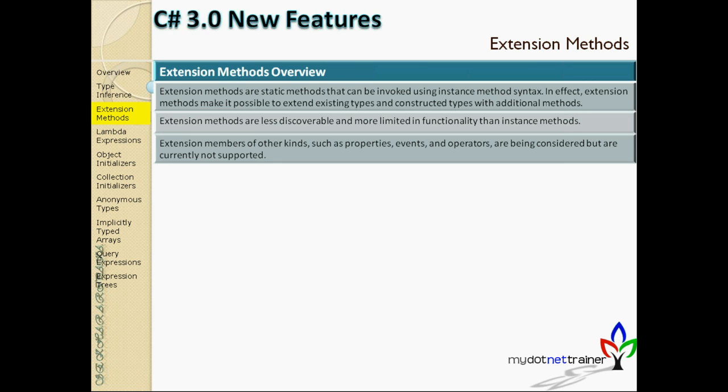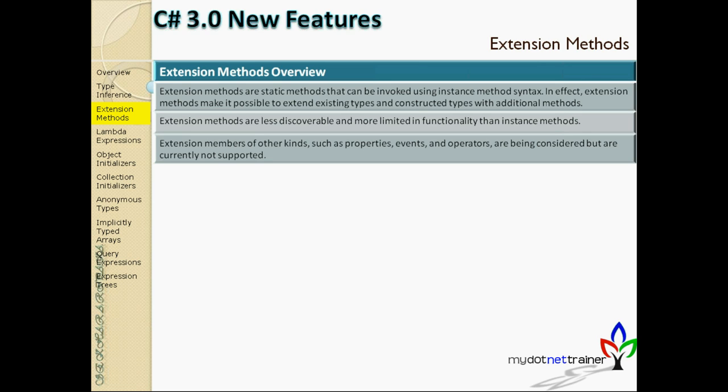Extension methods are static methods that can be invoked using instance method syntax. Okay, so this is a little contradiction, right? If you remember, what is a static method? Static methods are always associated to the name of a class, or the class name, right? They are associated to the class declaration, not the instance of the class. Whereas instance members are concrete members which are associated to the instance, like instance methods.